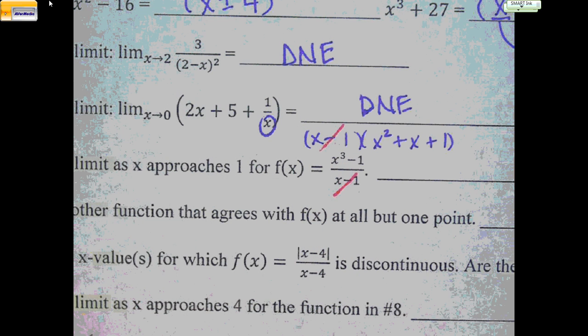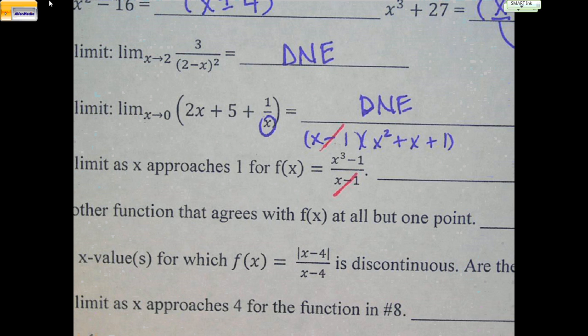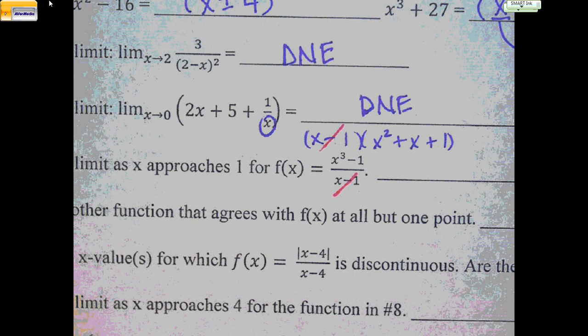So what do I do with that information? How do I find the limit? You can plug in a 1, and it's perfectly legal to do that now because it doesn't make it undefined anymore. So we have 1 plus 1 plus 1 is 3.